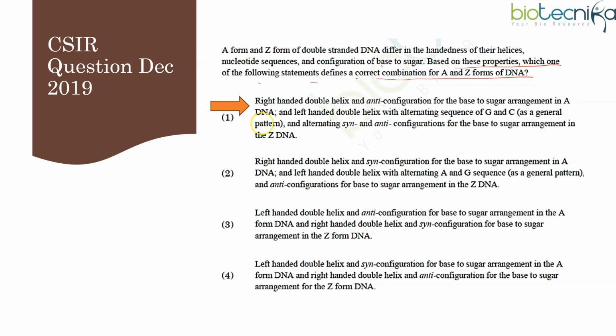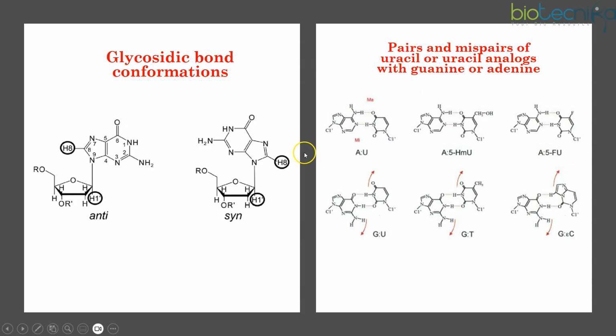of DNA, right? Now, here we have either a right-handed double helix and anti-conformation for the base to sugar arrangement in A, that is in A DNA, whereas a left-handed double helix with alternating sequence of G and C as a general pattern and alternating syn and anti configurations for the base to sugar arrangement in Z DNA, right? Now, if I show you these two concepts, if you are not aware of, these are the glycosidic bond conformations which we observe in nucleic acids.